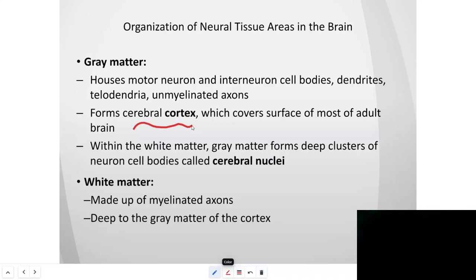And then within the deeper parts of the brain, we're going to have the white matter. And then inside, you're going to have clusters called the cerebral nuclei. These are dedicated neuron sets that have these neural bodies. The white matter, which we said is the myelinated axons, is deeper to the gray matter. Just remember, in the spinal cord, it flips around. So in the brain, gray out, white in. In the spinal cord, white out, gray in. Okay, so there's a transition there.